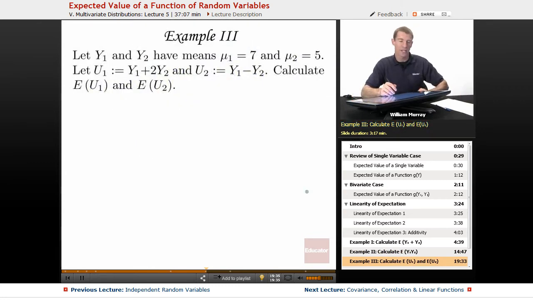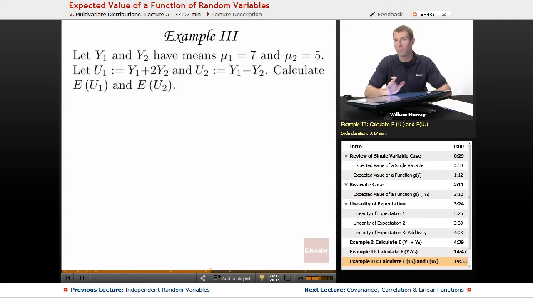In example 3, we have two variables, y1 and y2. We haven't been told the joint density function, but what we have been told is that the mean of y1 is 7 and the mean of y2 is 5. And now we have a couple of functions defined here. u1 is y1 plus 2y2, and u2 is y1 minus y2, and we have to calculate the expected values of the u's. So the point of this problem is to milk linearity of expectation.